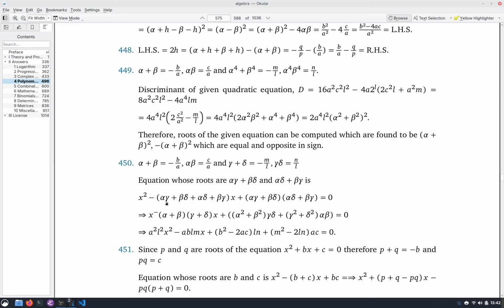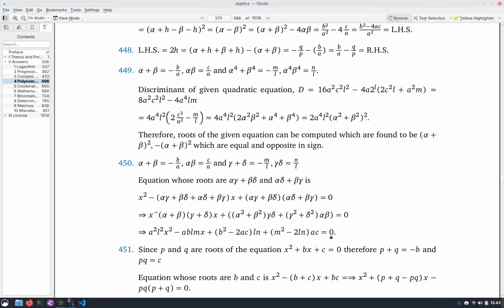And we take the sum. This can be written as alpha plus beta into gamma plus delta. And this we can write as alpha square plus beta square into gamma delta plus gamma square plus delta square into alpha beta. And then we simply substitute. We get a square l square x square minus ab ln x plus b square minus 2ac ln plus m square minus 2 ln ac is equal to 0.